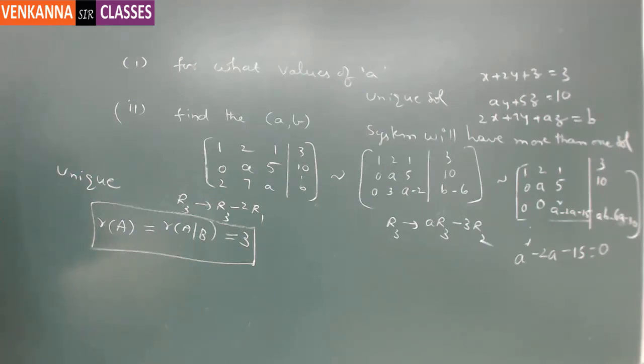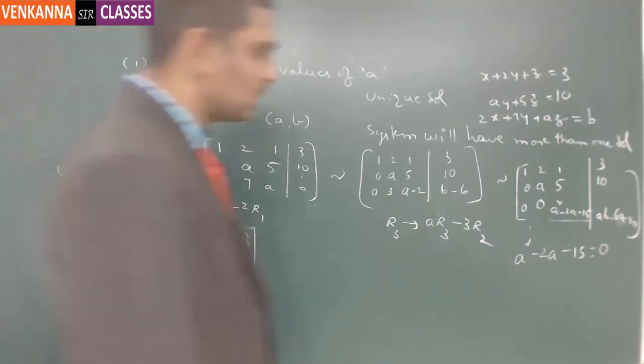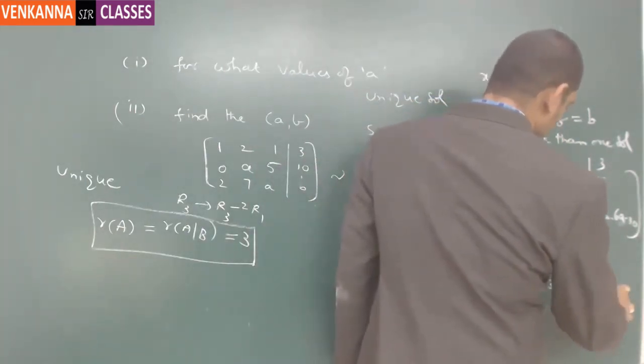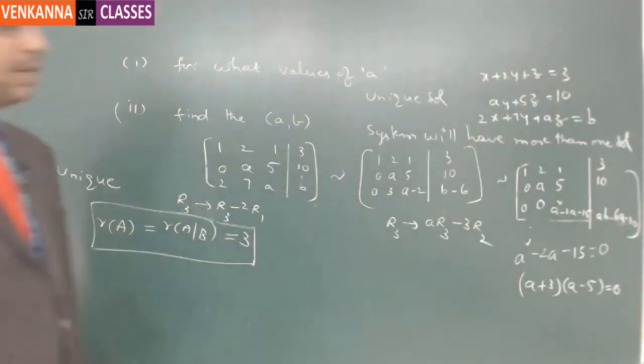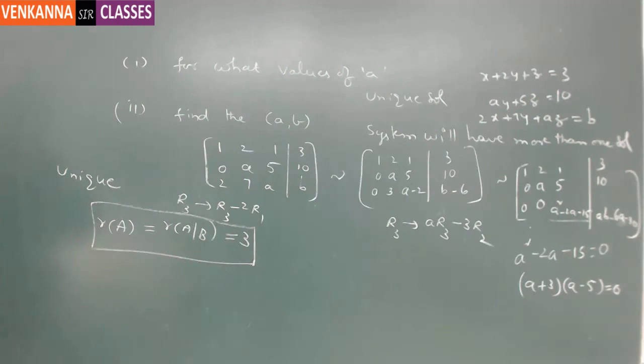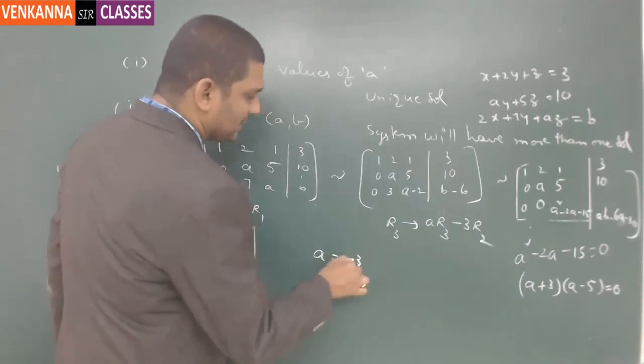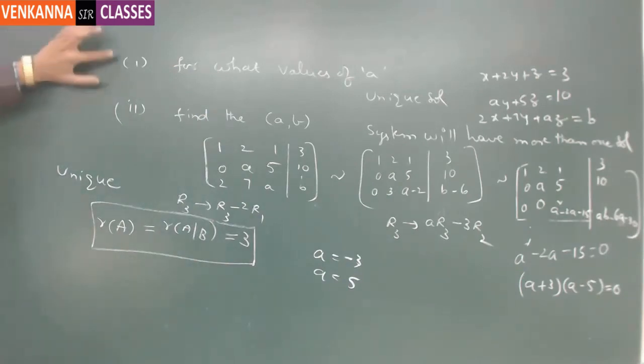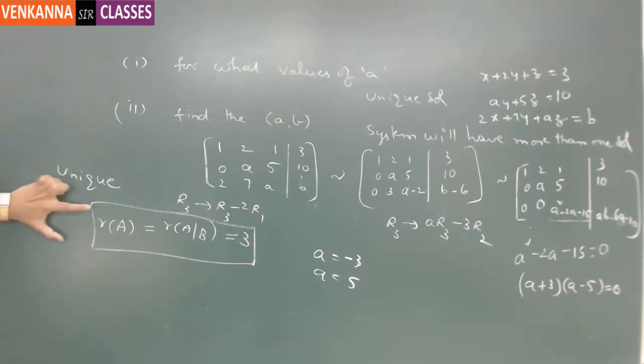Right? Both are positive or negative or alternative signs. So I will say you can have (a + 3)(a - 5) = 0. From this we can have a = -3 and a = 5. So we mentioned that if a = -3 and a = 5, then rank of A equals rank of [A|B], which is equal to 3. Hence, the given system will possess a unique solution.